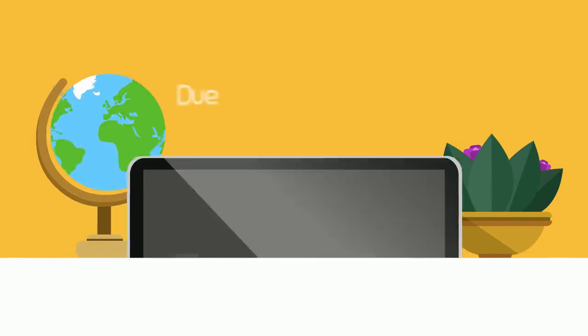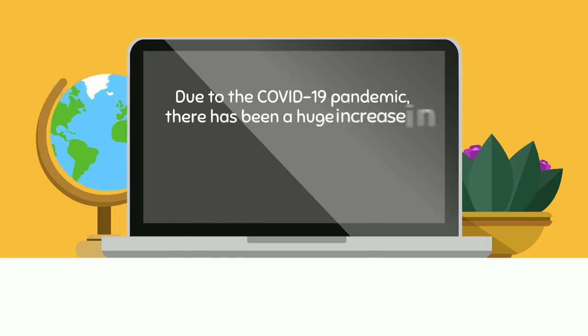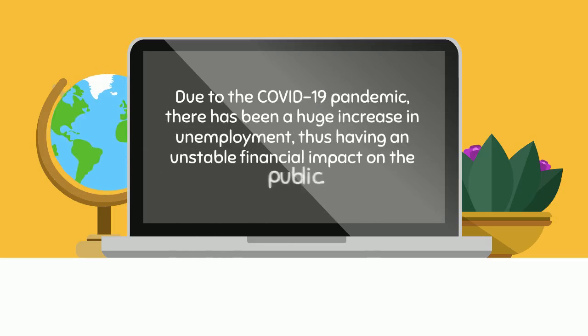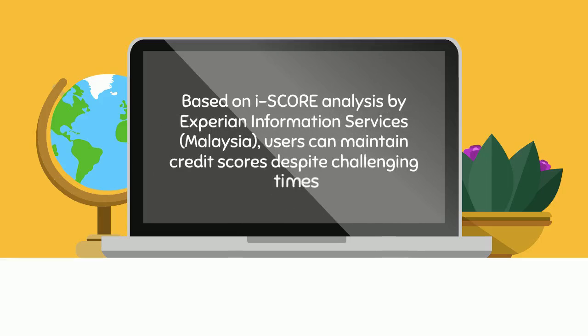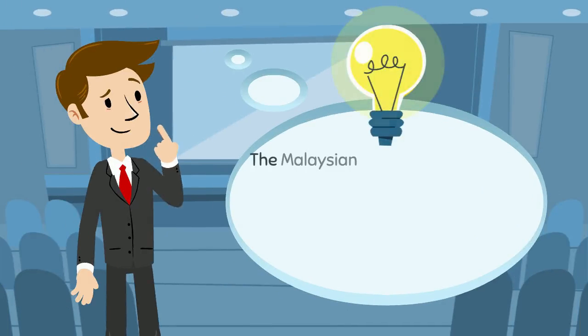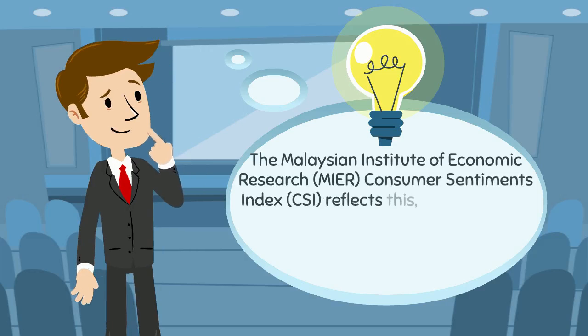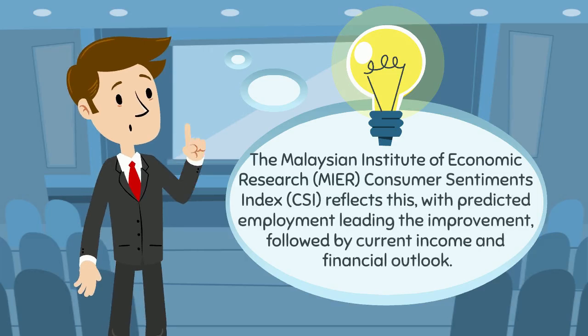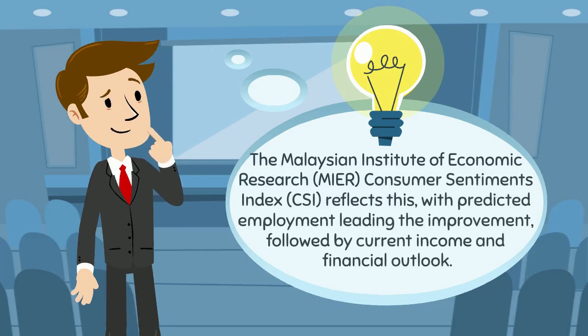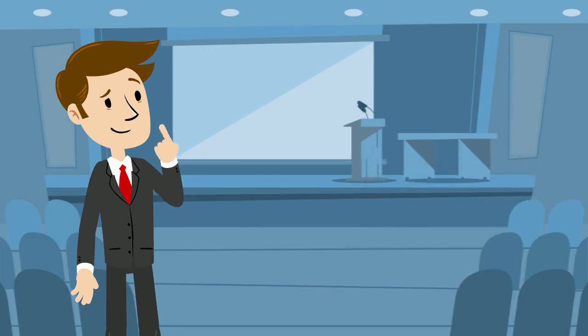Let's continue with a current issue. As the public knows, due to the COVID-19 pandemic, there has been a hurtful increase in unemployment, thus having an unstable financial impact on the public. However, based on iScore analysis by Experian Information Services Malaysia, users can maintain their credit score despite challenging times. The Malaysian Institute of Economic Research (MIER) Consumer Sentiment Index (CSI) reflects this, with employment leading the improvement, followed by current income and also financial outlook.